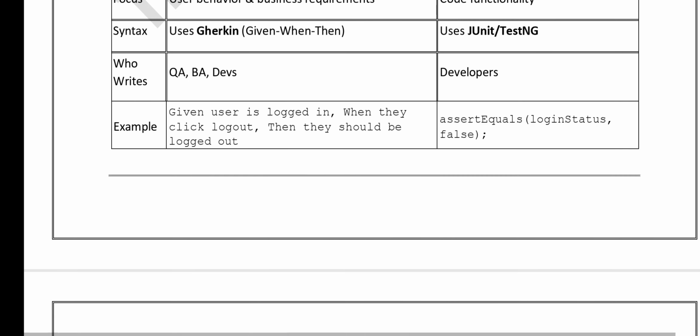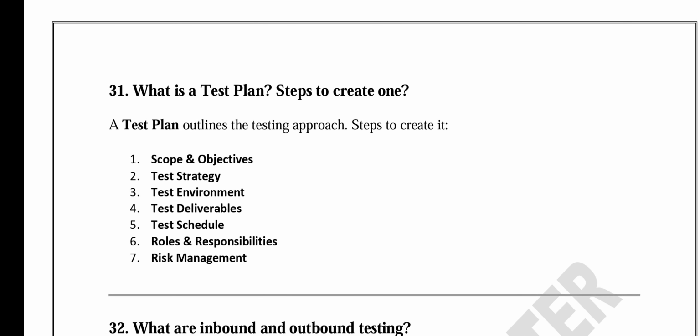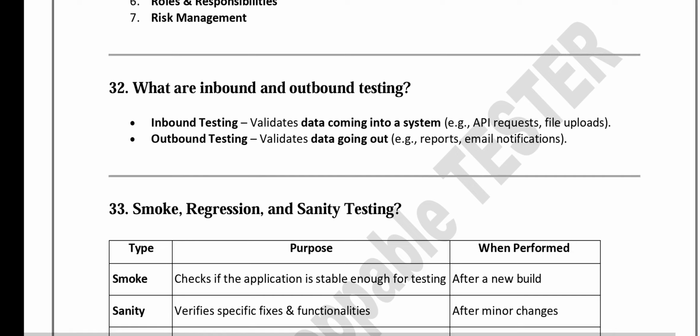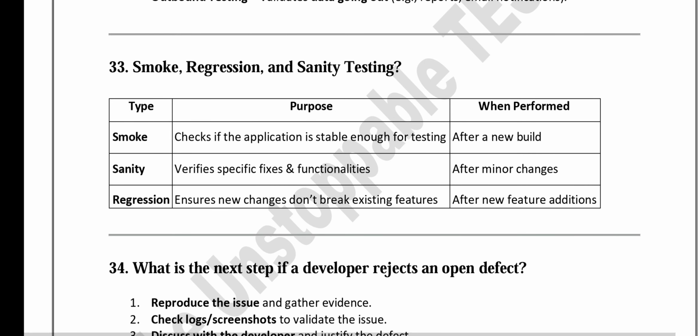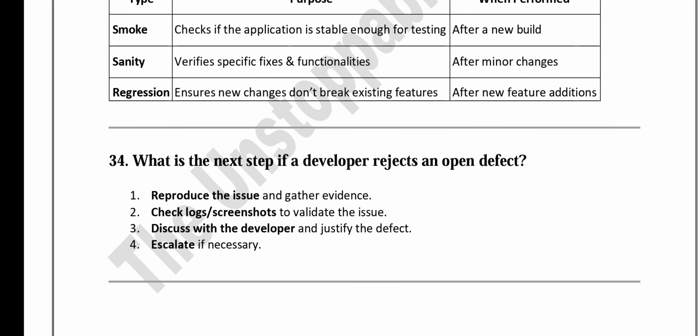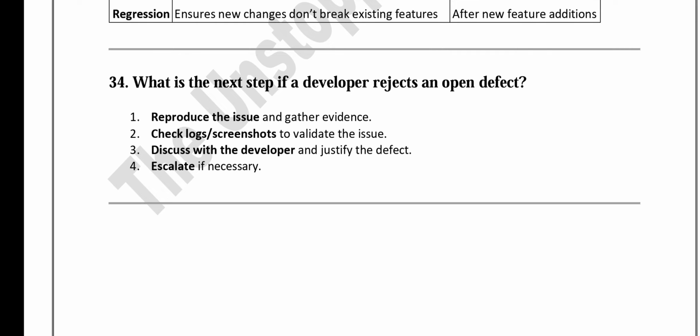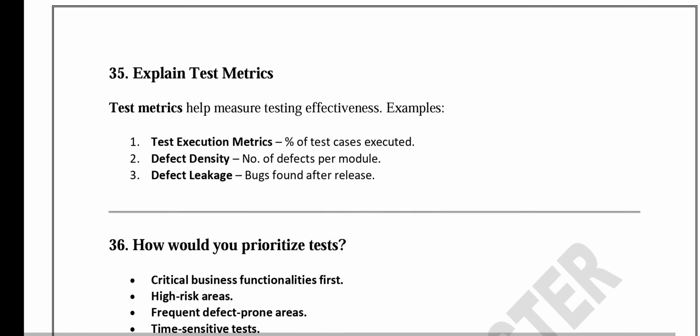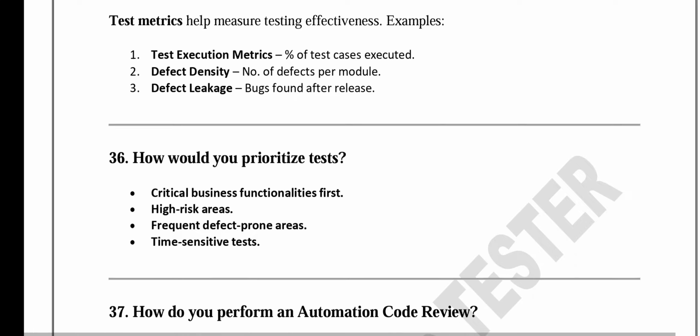Difference between BDD and TDD? What is a test plan, steps to create one? What are inbound and outbound testing? Difference between smoke regression and sanity testing? What is the next step if a developer rejects an open defect? Can you explain the test metrics?